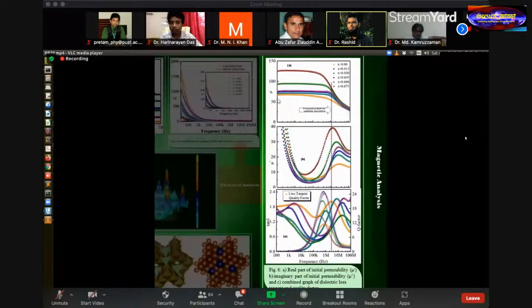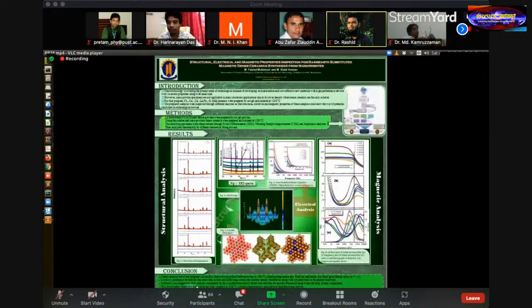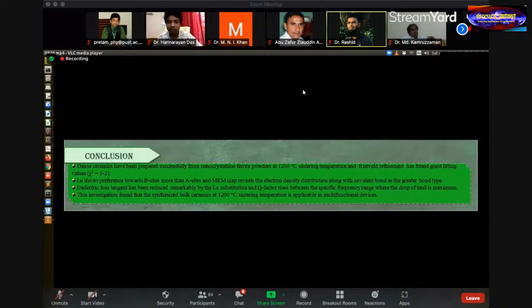And then comes our magnetic analysis. This is the magnetic storage curve, this is the magnetic loss, this is the dielectric loss tangent, and the magnetic quality factor curve. From this graph, we can see that our synthesized sample can be used up to this frequency limit, because all of these magnetic curves show good agreement with this limit. From this analysis, we can conclude that our synthesized sample can be used for multifunctional applications in electronic devices.